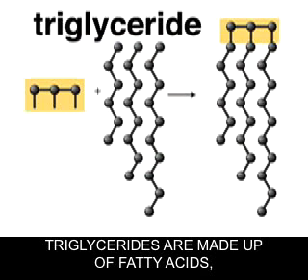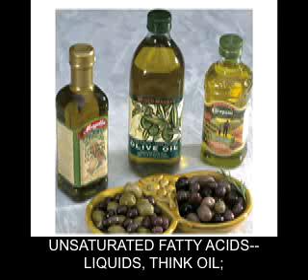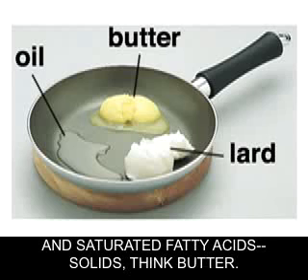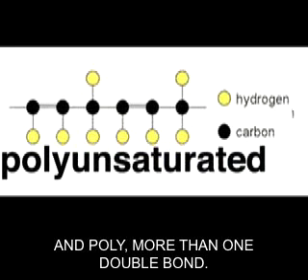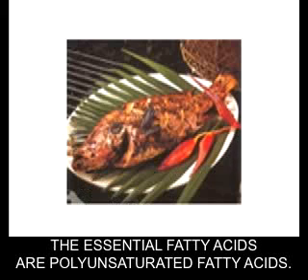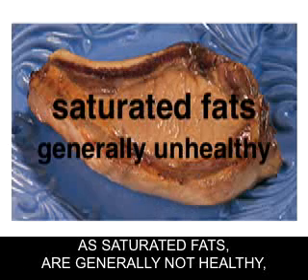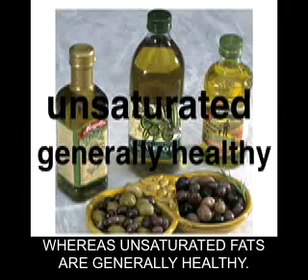Triglycerides are made up of fatty acids, and fatty acids come in 2 basic forms: unsaturated fatty acids, liquids, think oil, and saturated fatty acids, solids, think butter. The unsaturated fatty acids are broken down into 2 groups: mono, 1 double bond, and poly, more than 1 double bond. The essential fatty acids are polyunsaturated fatty acids. Saturated fatty acids, and it's okay to refer to them as saturated fats, are generally not healthy, whereas unsaturated fats are generally healthy.